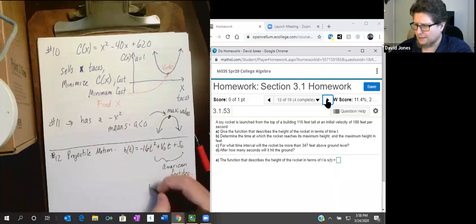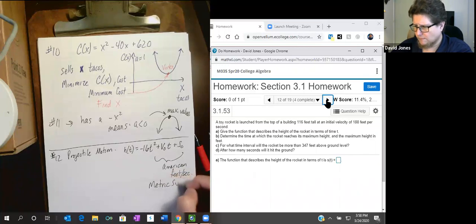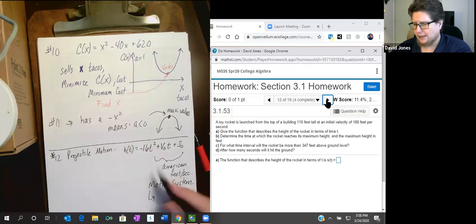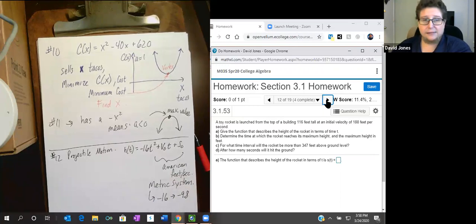The metric system, if you go into physics and engineering, you'll do a lot with metric. The negative 16 turns into a negative 9.8. A little less friendly to work with, but everything else stays the same. So that's the equation I need to work with.